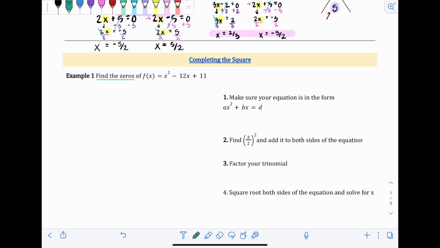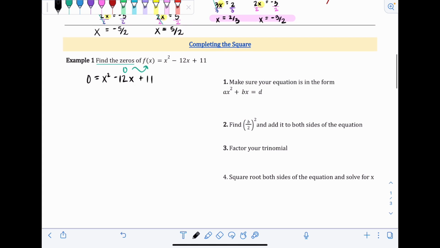So f of x equals x squared minus 12x plus 11. That means we're going to put 0 in for f of x. So it'd be 0 equals x squared minus 12x plus 11. And then for this one, now we're just going to follow these steps, step 1 through 4, to find the zeros of this equation by completing the square.